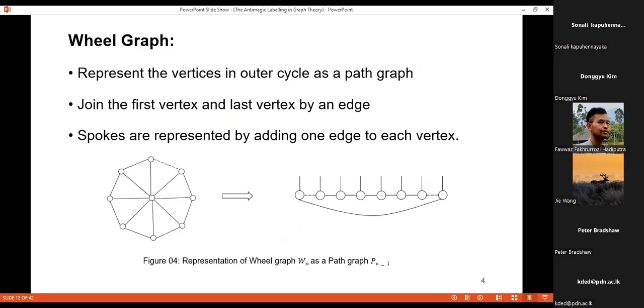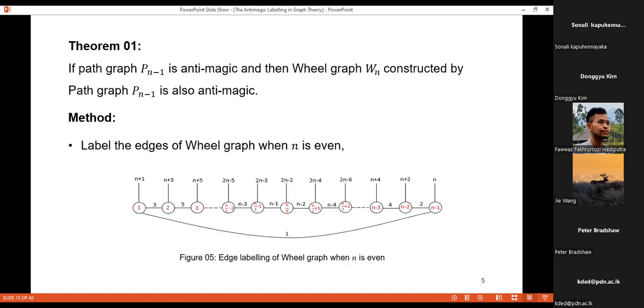First, we label the wheel graph according to the anti-magic labeling using the concept of anti-magic labeling of path graph. Therefore, we represent the vertices in the outer cycle as a path graph and join the first vertex and the last vertex by an edge. Then spokes of the wheel graph can be represented by adding one edge to each vertex. Now, by using this theorem and the concept of anti-magic labeling, we try to label the edges of this one. First, we label this bottom edge as 1, and then label the edge on the right-hand side as 2, and move on to the left edge and label it as 3, and continue that pattern.